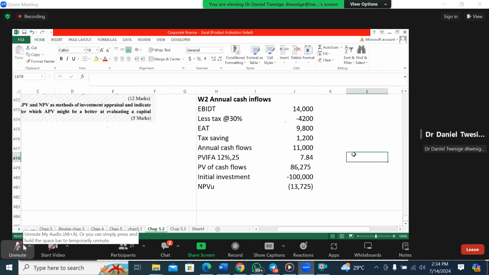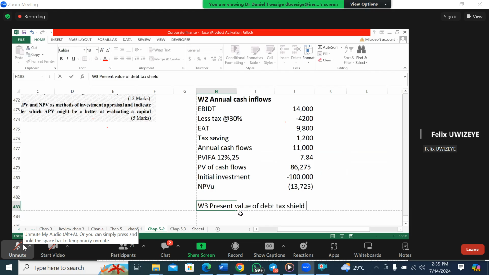Anything I've left out? Maybe we can call this one the annual cash, or we can call it the NPV, because that's the last result. Then working in number 3, you need the present value of the debt tax shield. Present value of the debt tax shield.